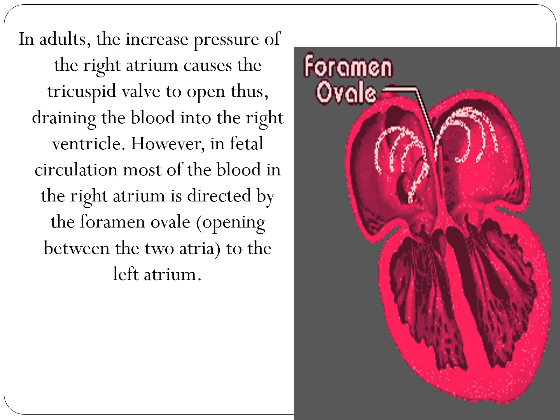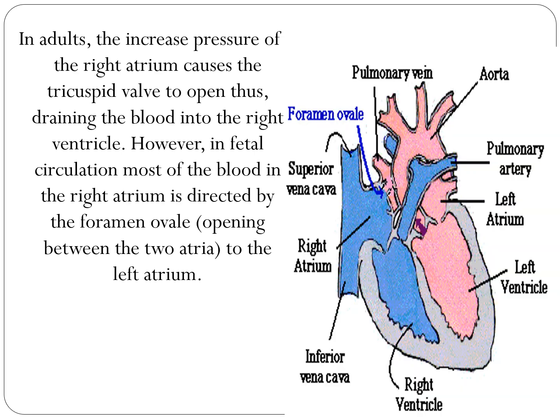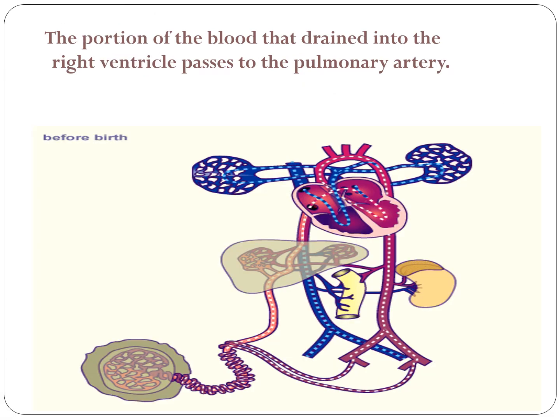Okay? To the left atrium. So, that is your foramen ovale. You can see here the picture. Yun yung mismong position ng foramen ovale. The portion of the blood drained into the right ventricle passes the pulmonary artery. You can see the difference between the oxygenated and non-oxygenated blood.